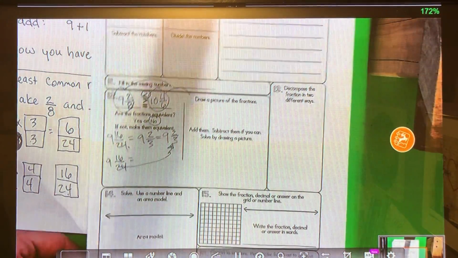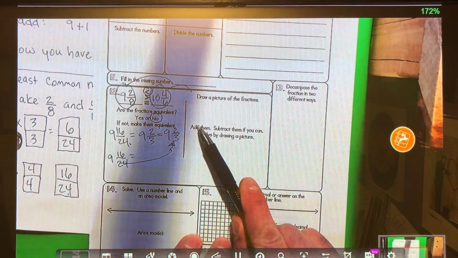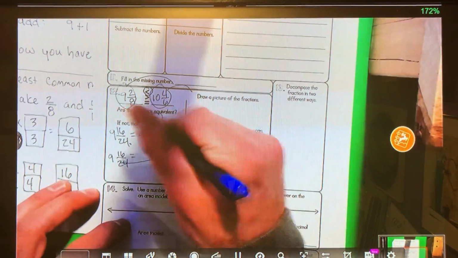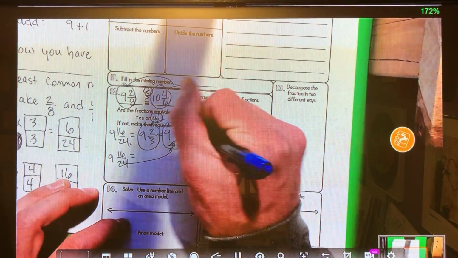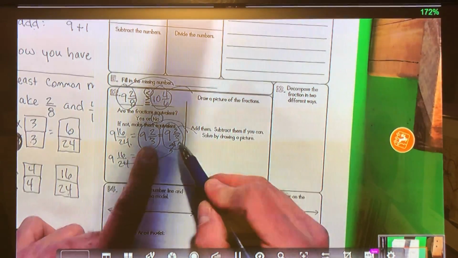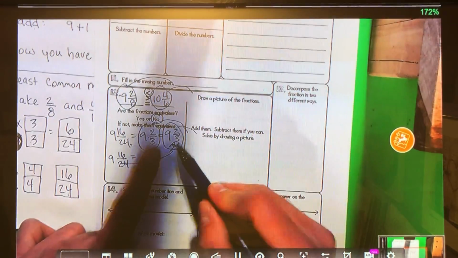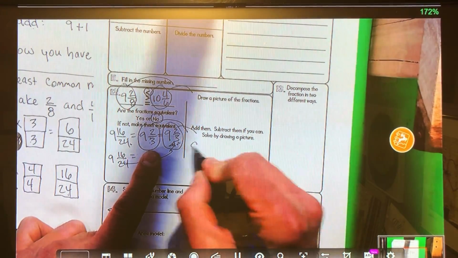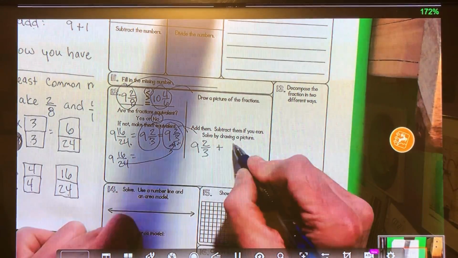Now the last portion of this is add them. Well, when you go to add your fractions, you don't want to add fractions that have different denominators right now, okay? So we are going to add the fractions that are exactly the same, okay? So 9 and 2/3 plus another 9 and 2/3.